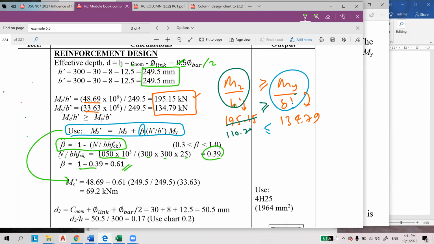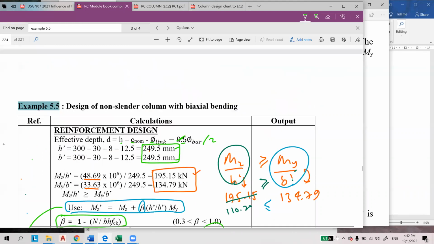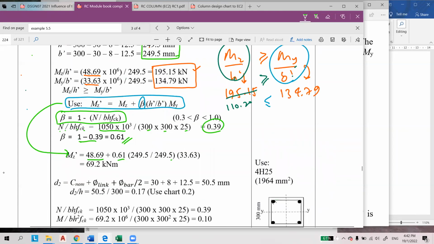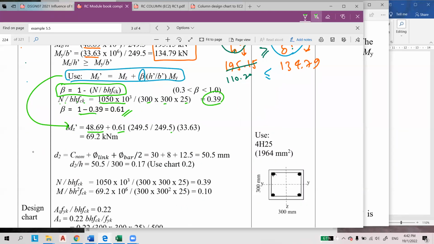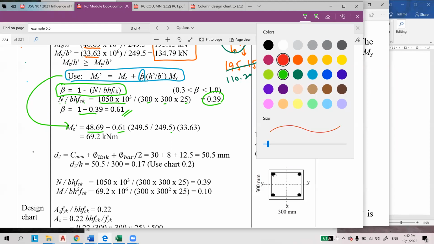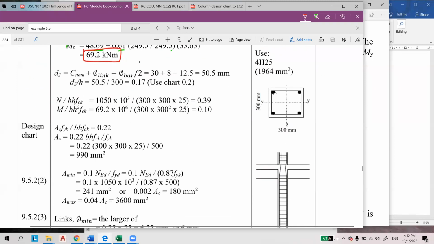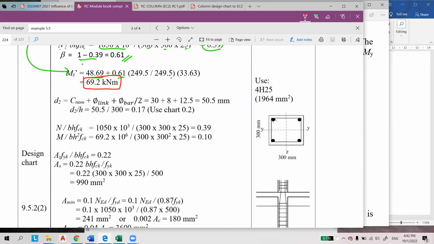So we just use this equation. We fill in the value of Mz, and then the beta here 0.61, and then the H prime and the B prime, and then the My. This one, the My is as calculated before. So we got the design moment equal to 69.2 kilonewton meter.